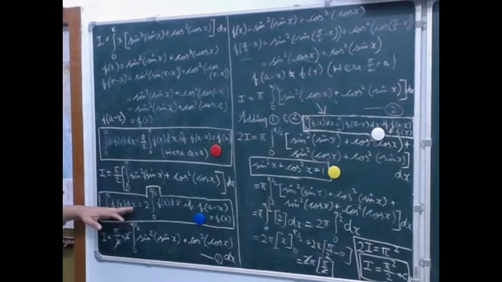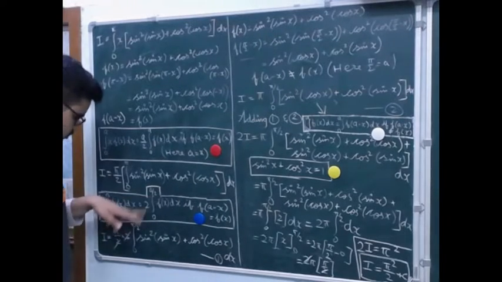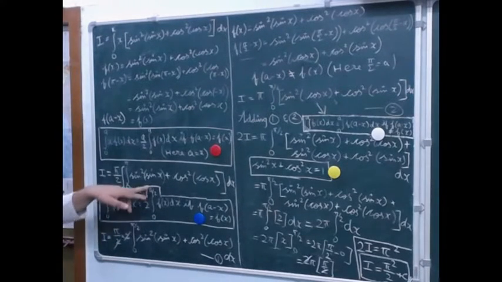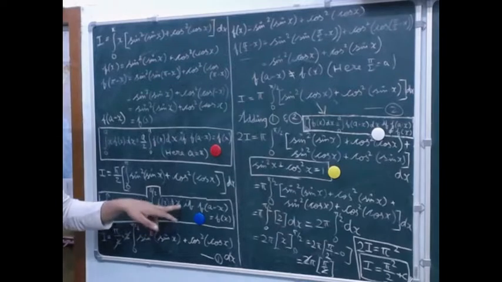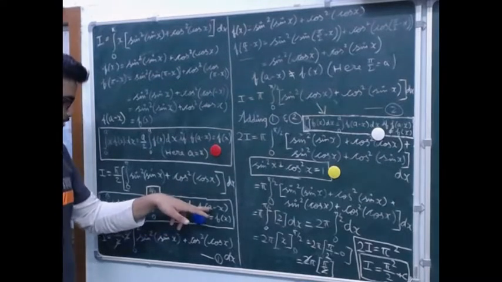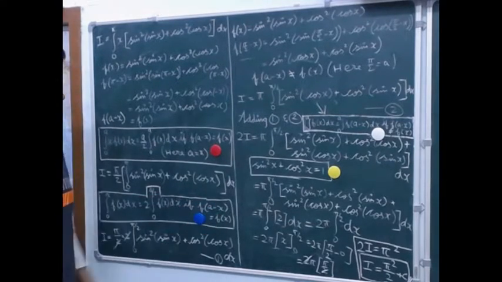The second property we use in this sum is the integral between the limit 0 to a of f(x) dx is equal to 2 times the integral between the limit 0 to a/2 of f(x) dx, if we can prove that f(a minus x) is equal to f(x).